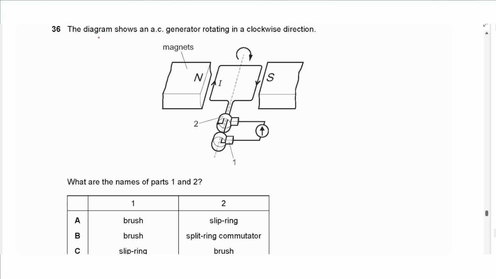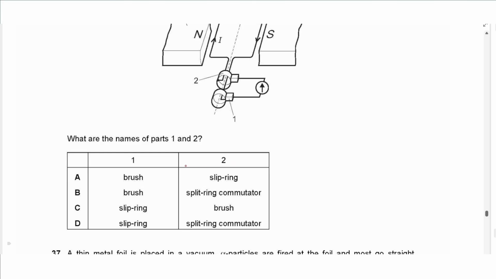Question 36 says a diagram shows an AC generator rotating in a clockwise direction. What are the names of parts 1 and 2? So 1 is a brush and 2 is a slip ring. So the answer is A.